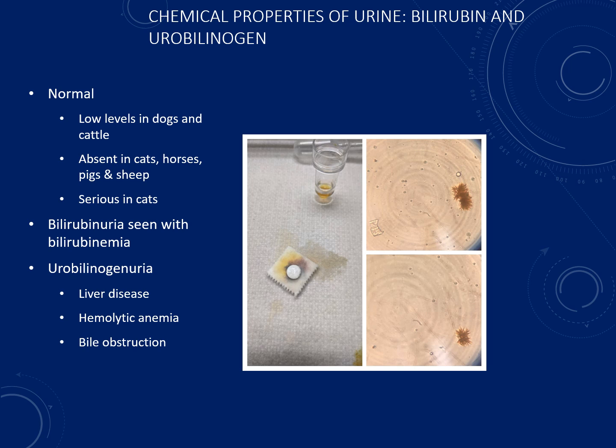Urobilinogen and bilirubin are two bile pigments that are tested for on the reagent strip. Urobilinogen is a colorless, water-soluble bile pigment that is produced when the intestines break down bilirubin.